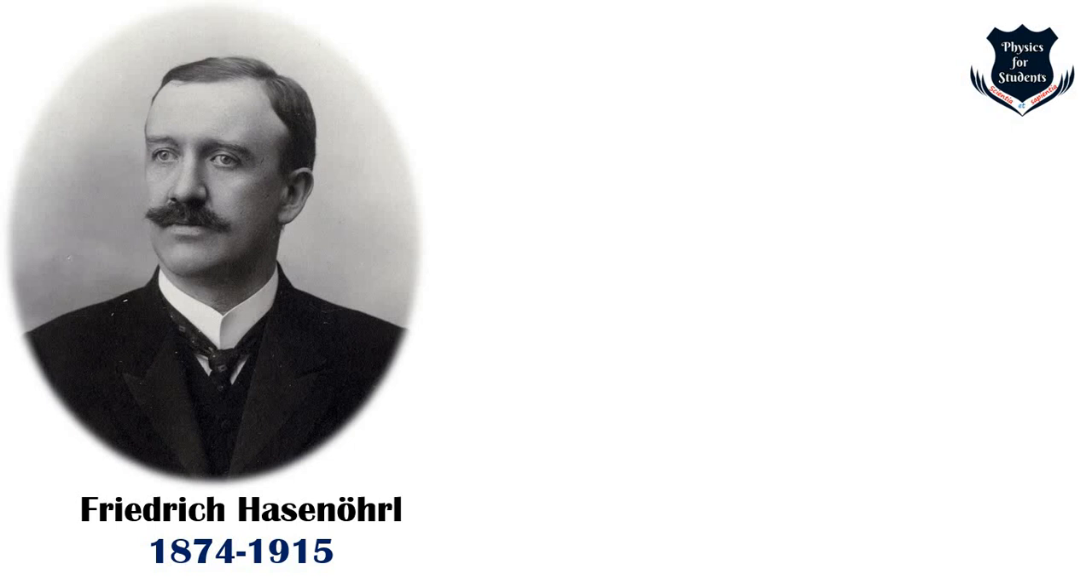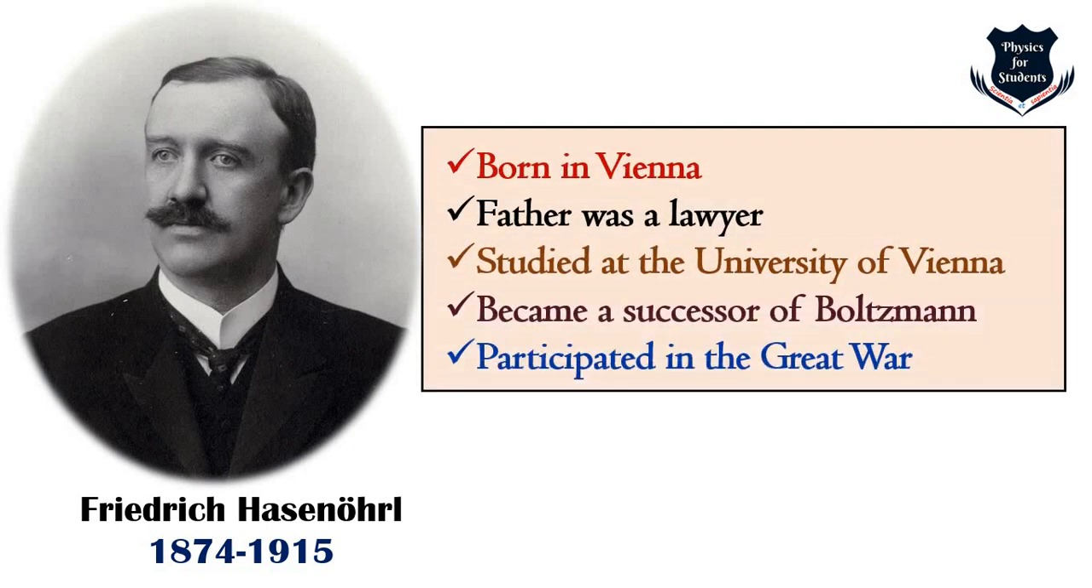Friedrich Hasenöhrl, born in Vienna, was an Austrian physicist. His father was a lawyer and his mother came from an aristocratic family. Completing his basic education, he went to the University of Vienna and studied science under the savant tutelage of Joseph Stefan and Ludwig Boltzmann. To take the words of Erwin Schrödinger, no other person has had a stronger influence on me than Friedrich Hasenöhrl, except perhaps my father.